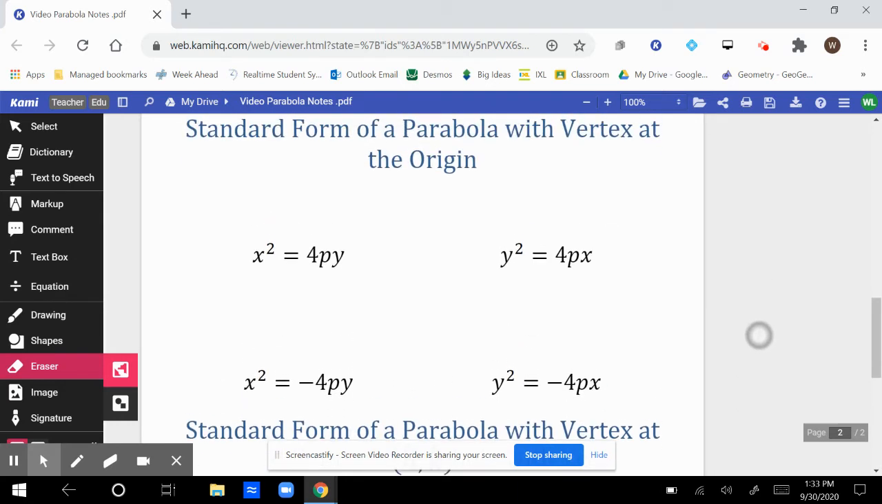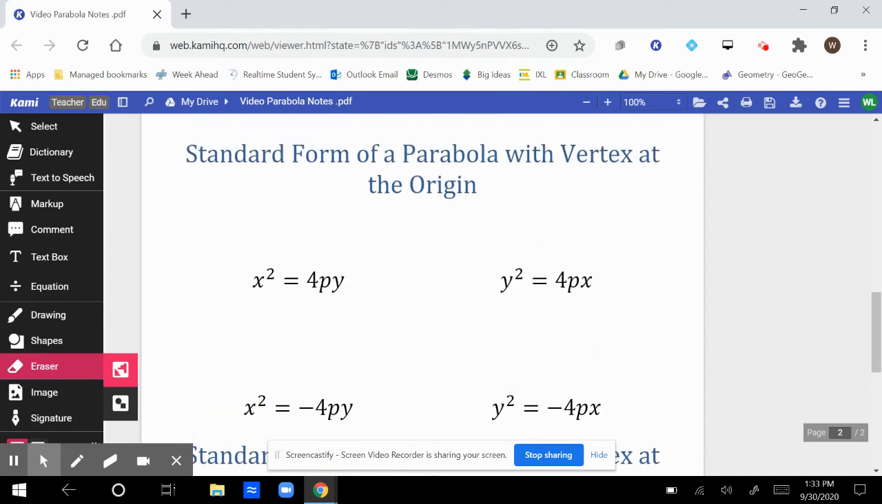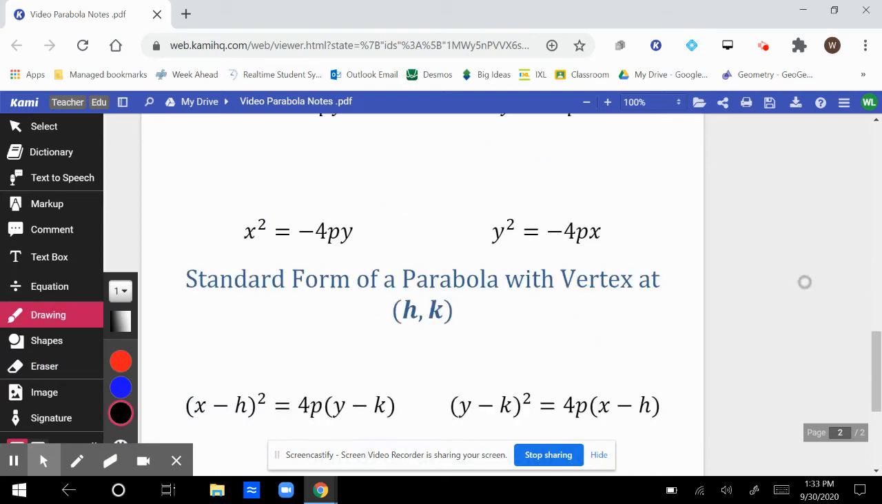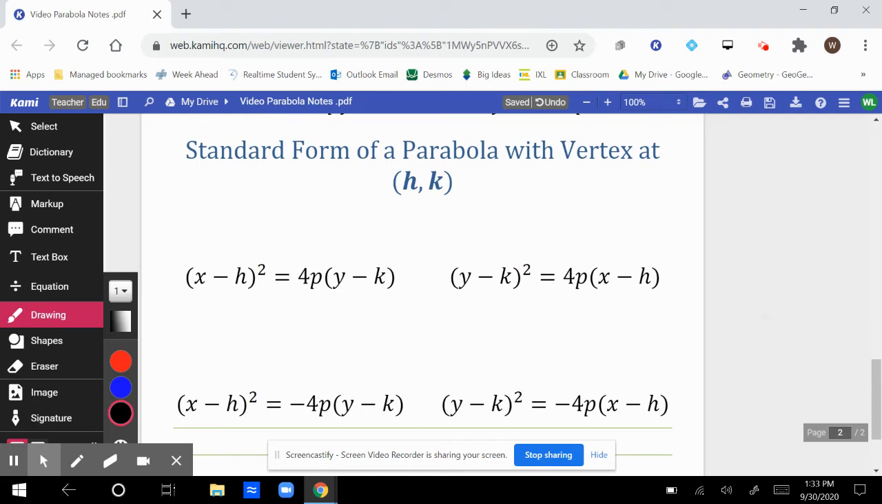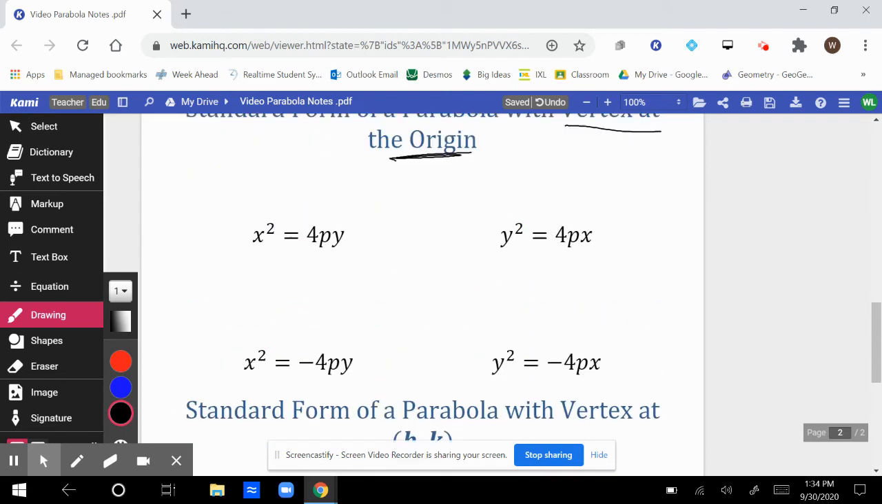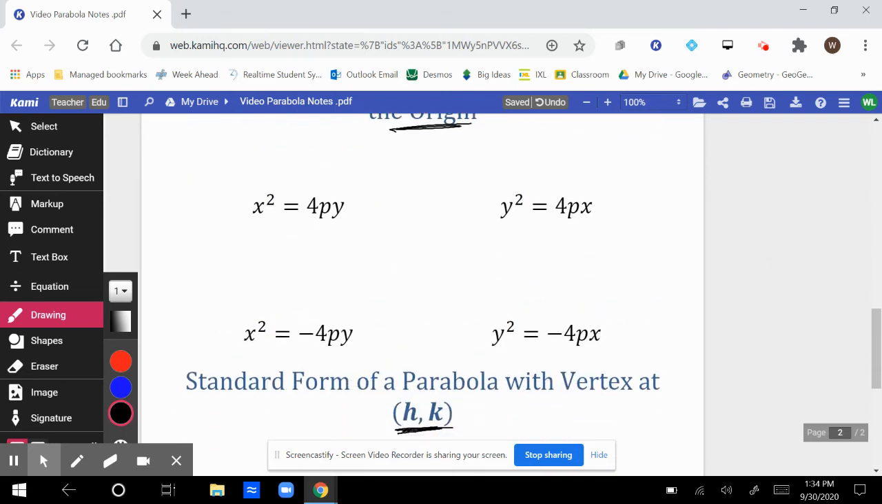All right, so this first set of 4 is for when the vertex of the parabola is at the origin, which we know is (0, 0). And at the bottom, the same 4 equations in standard form, where you have (h, k), where the center is not the origin. For the most part, we'll be dealing with these 4 down here, but it is good to see what it looks like if (h, k) is (0, 0). I'm going to draw next to each one which type of parabola that would be.